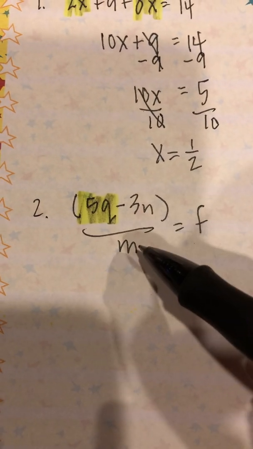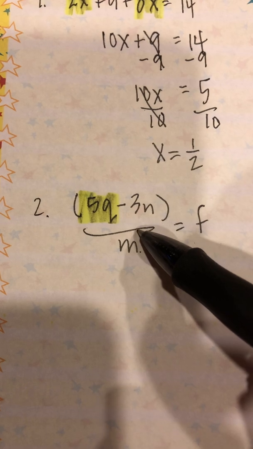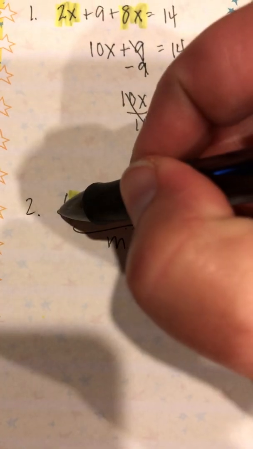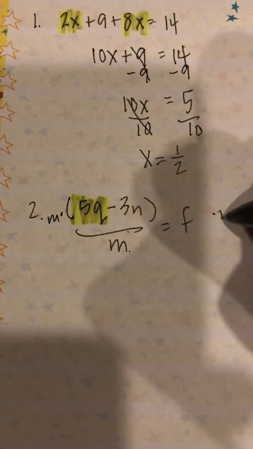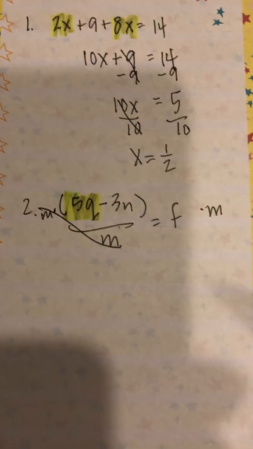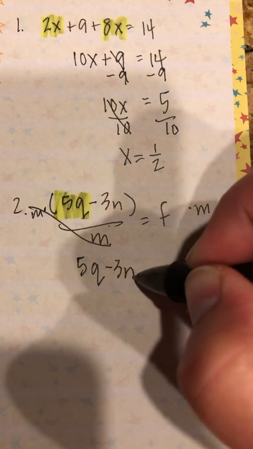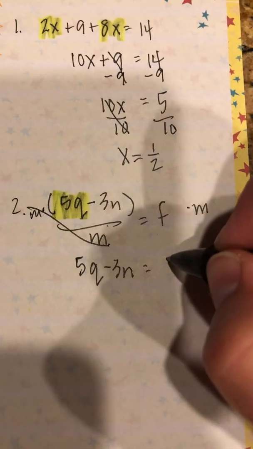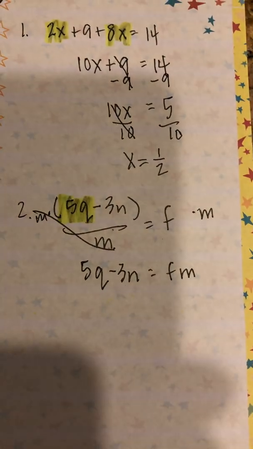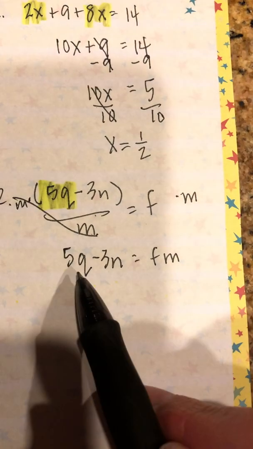So the only thing we can do is we can move that m. And that's divided by m. So the opposite would be multiply by m. And that cancels. So that would be 5q minus 3n, and those are just variables, so we're just going to write them together, fm. And then again, we're trying to solve for q.